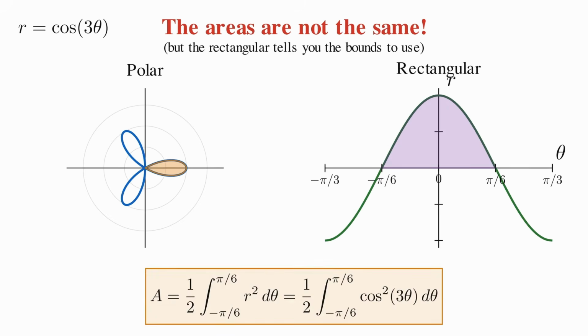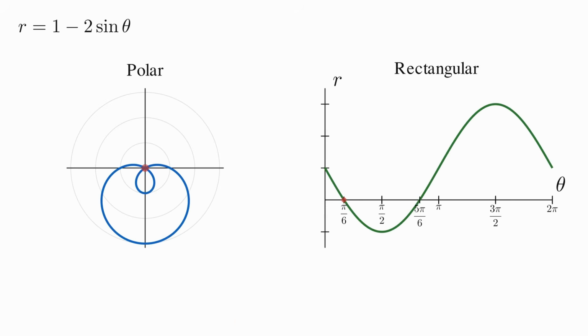I just want to show you how this would work with another curve. So 1 minus 2 sine of theta. If we want to do that inner loop, we look at the rectangular graph and we see where on the rectangular graph we are generating the inner loop. And you can see it's from pi over 6 to 5 pi over 6. So when we set up this integral, it will be 1/2 the integral from pi over 6 to 5 pi over 6, and then the quantity 1 minus 2 sine theta squared.